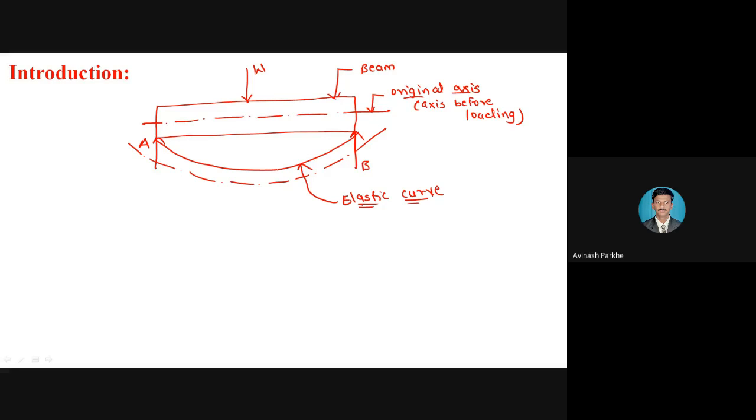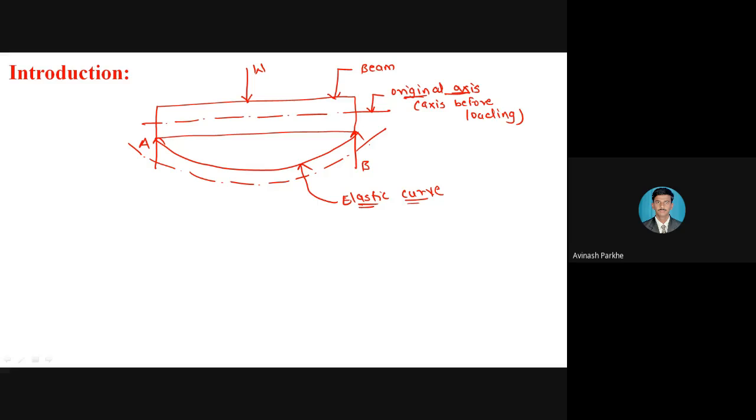But here, as the beam is subjected to the point load, the bending of the beam takes place in the downward direction. Before loading, the axis is perfectly horizontal. After loading, the bending takes place in the downward direction. You will get one elastic curve. At the same time, this center line is also going to bend, which means it is also in the form of an elastic curve.